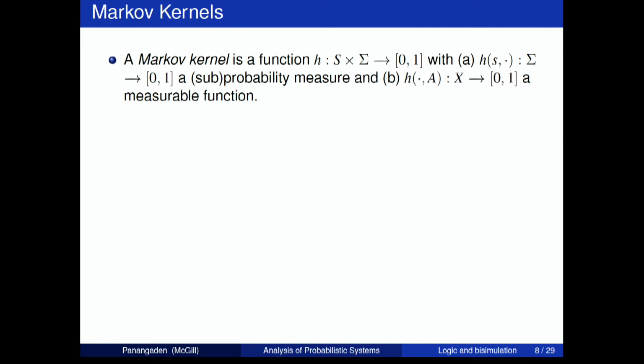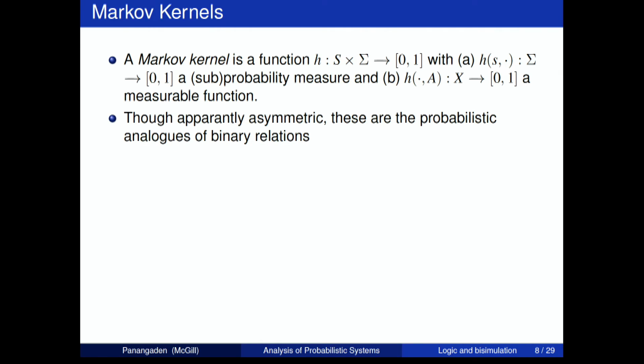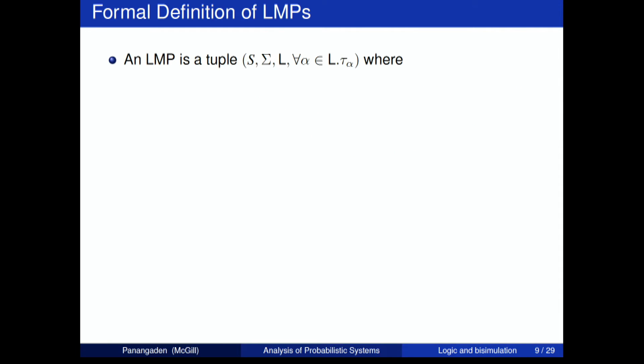So a Markov kernel, just to remind you, is a two-argument function. It takes a state and a set. If you fix the state and let the set vary, you get a sub-probability measure. If you fix the set and let the state vary, you get a measurable function. And so though apparently asymmetric, these are indeed the probabilistic analogs of binary relations, and they share much, but not all, of the algebra of binary relations. And also they generalize the notion of matrix, and the composition law generalizes the notion of matrix multiplication. So one is used to using transition matrices for Markov chains and multiplying them to describe successive transitions. So it's the exact same thing happening here in the same way.